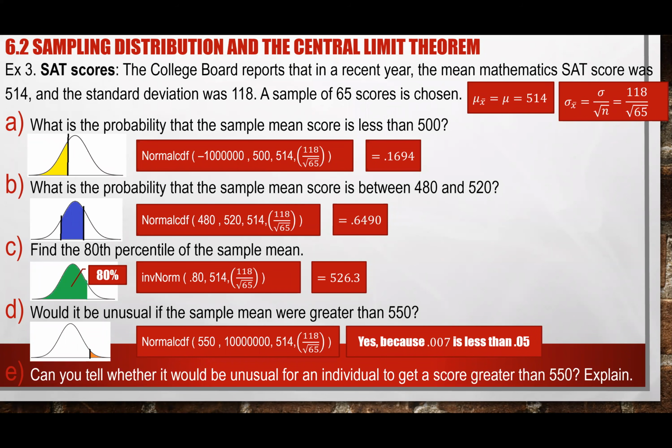So looking at this item here, what we need to do is you have the answer and then you say, well, if it's less than 0.05, we say that it's unusual. If it's more than 0.05, we say it's usual, okay?